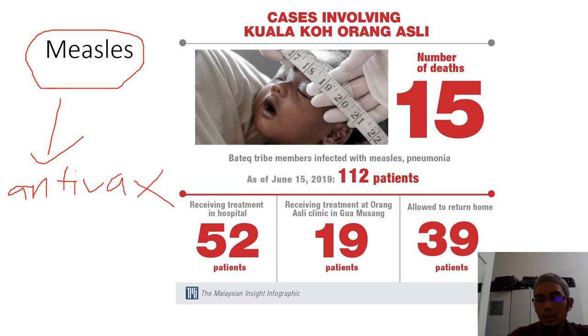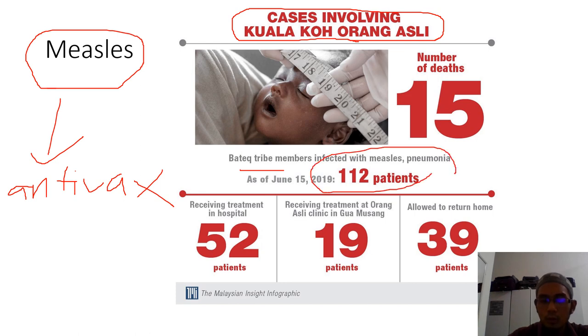So this is what happened in Kuala Lumpur, among the Orang Asli, maybe not because of the anti-vax movement, but because they do not have the insight, the awareness or the means, the logistics to vaccinate their children, because they are very, very close, the Orang Asli Batek tribe, okay. So out of the 102 patients in June 2019, 15 died, okay. That's around 10 to 15% of the cases died because of the measles, all right.